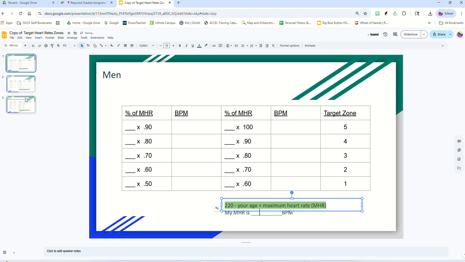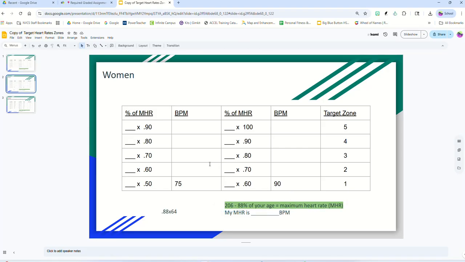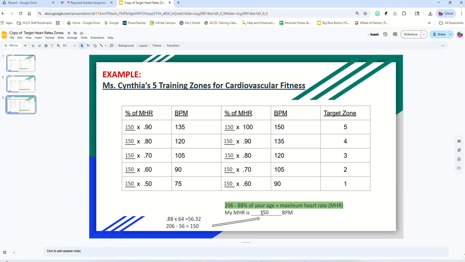Okay, back to the ladies. Now, everybody else, it doesn't matter whether you are a female or a male. The next calculations, it doesn't matter. So just go back to your slide where you have done your age calculation. And now you know your maximum heart rate. So I have it down here for me as 150. Now I'm going to take that 150 and I'm going to plug it in over here.